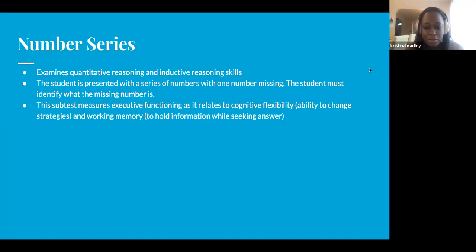Another subtest that we looked into is called number series. In this subtest, students are given a series of numbers, and there's one number that's missing within that series. The student's objective is to find that missing number. This subtest is really measuring executive functioning, especially as it relates to cognitive flexibility. So how can the student or examinee change their strategies in order to find that missing number? And then we're also looking, of course, at working memory. Are they able to hold information while actively seeking an answer to that missing sequence?